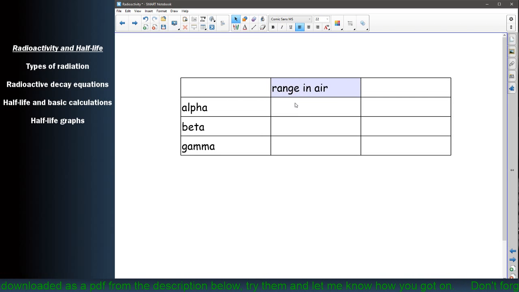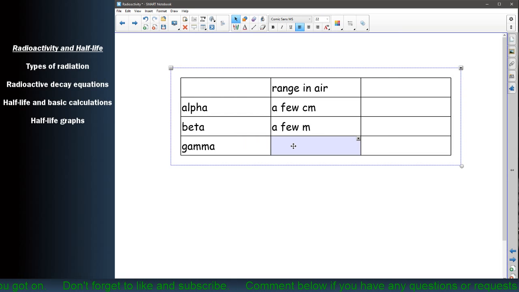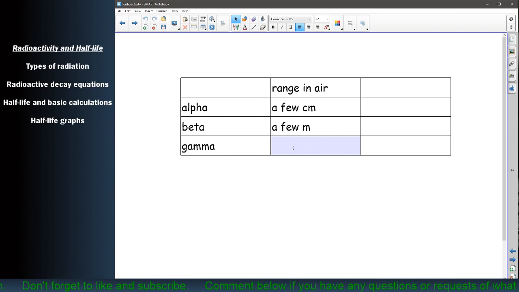If I could spell, that would really help this evening. So alpha range in air is a few centimeters, because it'll only go a few centimeters before it manages to get a couple of electrons, and then it stops being an alpha particle. It just becomes helium. Beta, maybe a few meters, which is 100 times further than the alpha particle, even though it's got half the charge. But it's the opposite half, which makes life strange. And gamma radiation is theoretically infinite. It'll just keep on going.